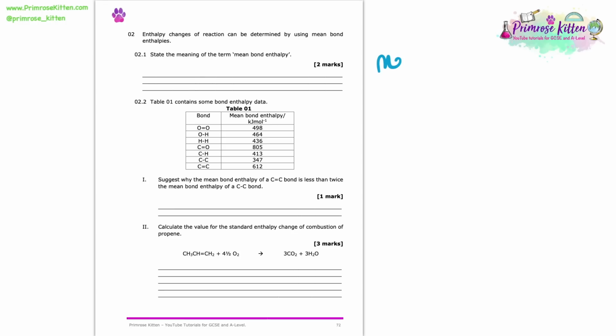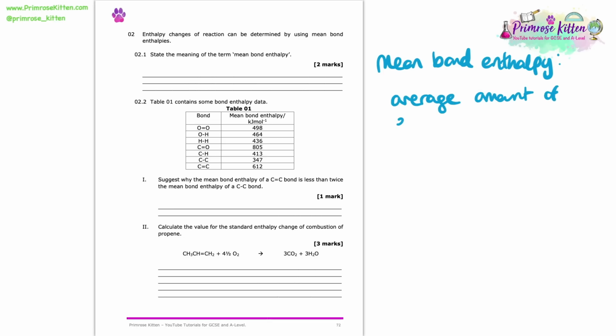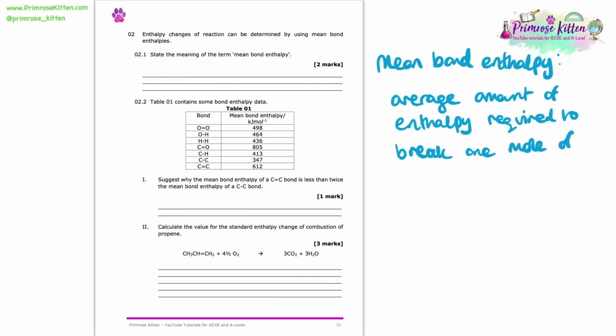So this here is another definition I would recommend that you learn. So if you don't know this when I write it down, then get a flashcard out and copy it out and then get quizzing yourself on it. Okay, so the mean bond enthalpy is the average amount of enthalpy or energy required to break 1 mole of covalent bonds in their gaseous state.